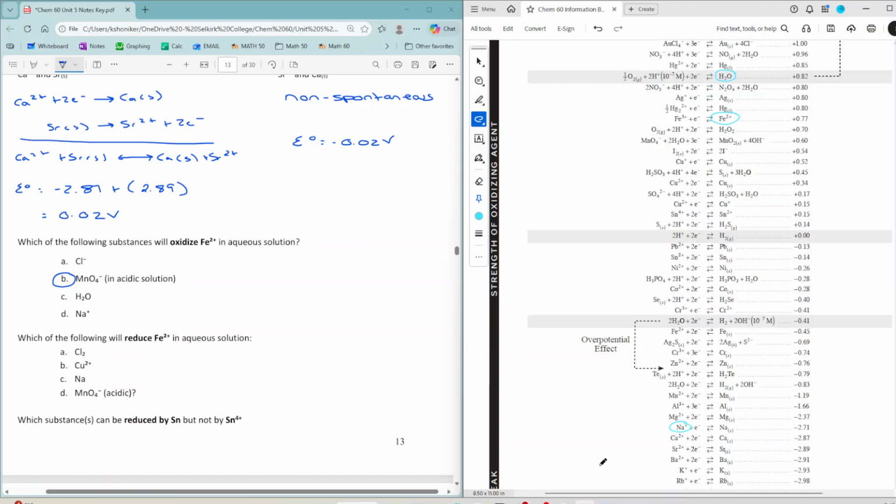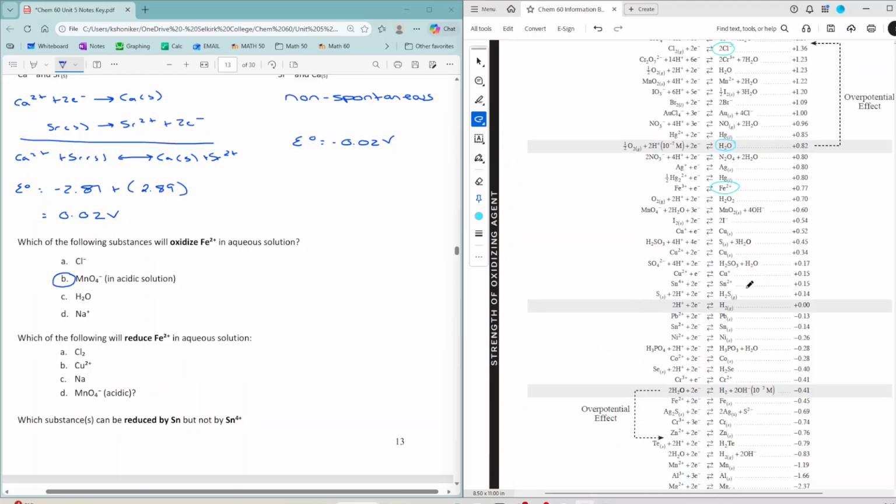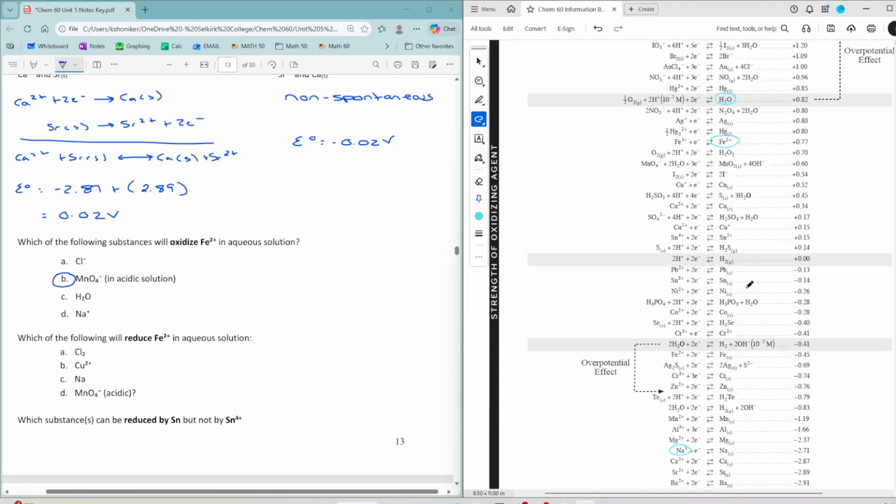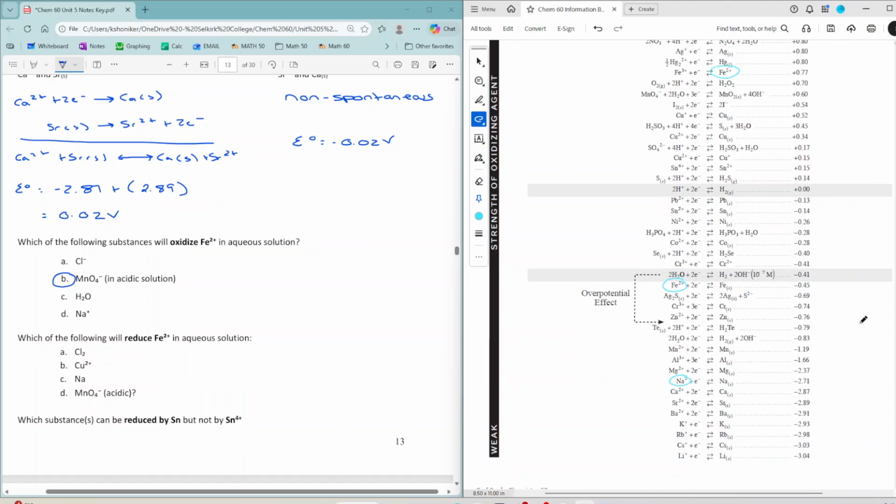Okay, and then the reverse of that, it says which of the following will reduce Fe2 plus. So you need to switch to that Fe2 plus I originally circled, so this one, and we want to know which of the following will reduce. So we're looking for a reducing agent on the right-hand side that is lower. So my choices are chlorine gas, that's not down here. Copper 2 plus, that's not down here. Sodium, that's my guess. It is my metal.